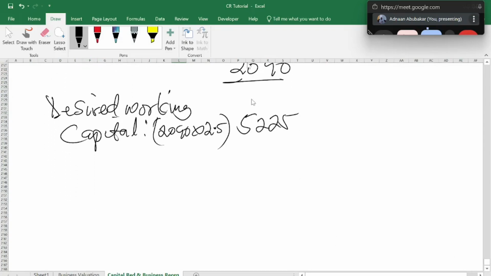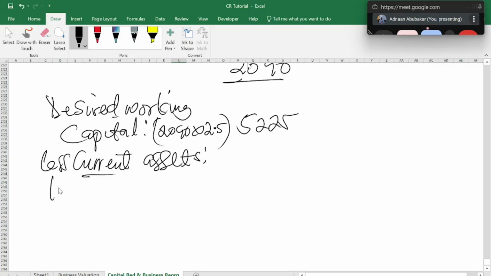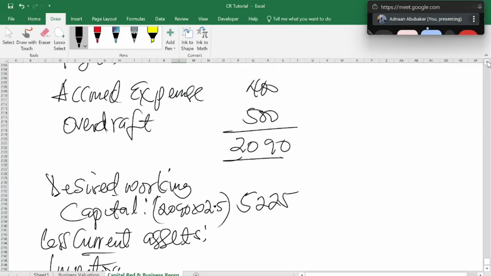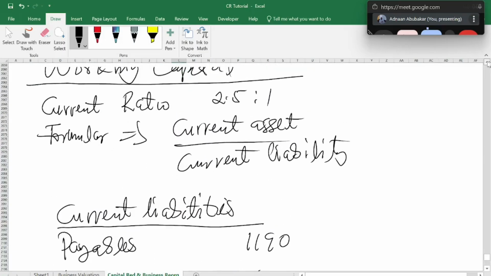So after you've gotten your desired working capital, now you come and do less current assets. Check what the current assets are. We have inventory. What is the value of inventory? 700? No, no, that one too. The affected inventory is not the one in the balance sheet.